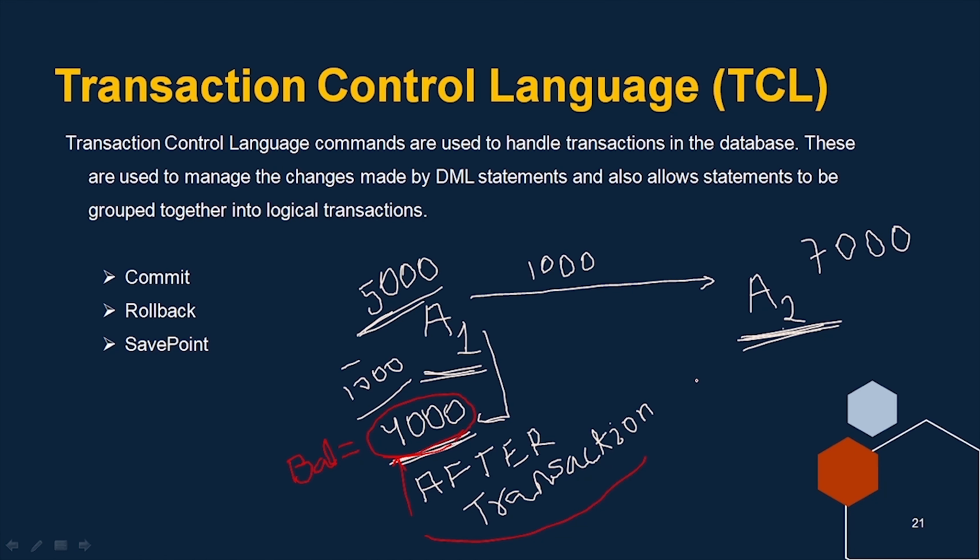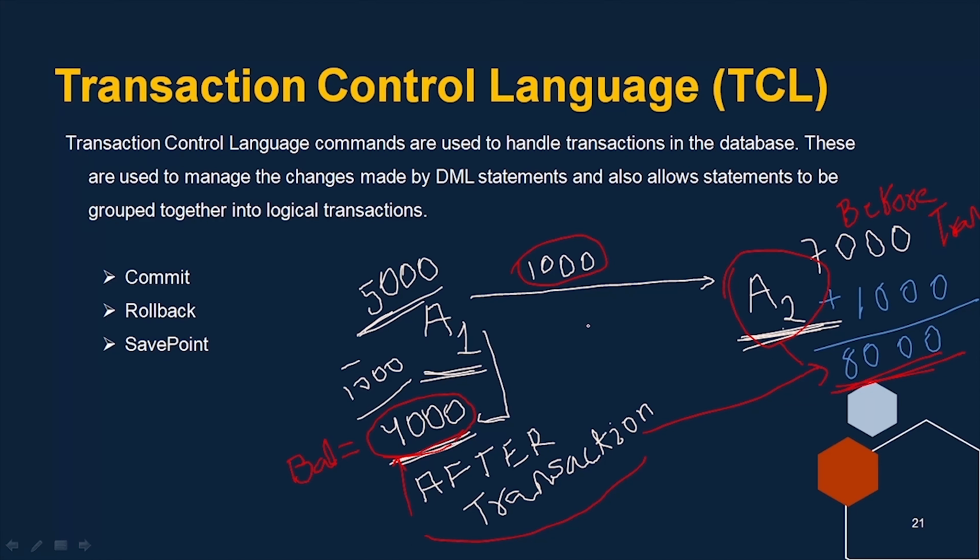Now the second statement I have to write: once this transaction has succeeded, that 1000 rupees should be credited to the A2 account. This is before the transaction. After the transaction succeeds, what will happen? Plus 1000 rupees. That means the final balance will be 8000. After the transaction, 8000 rupees should be updated in the A2 account. So the first statement will deduct the money from the A1 account. The second statement will credit the same amount to the A2 account.